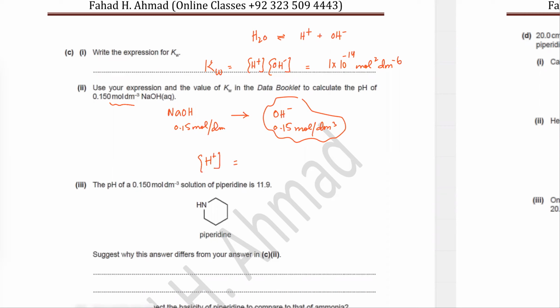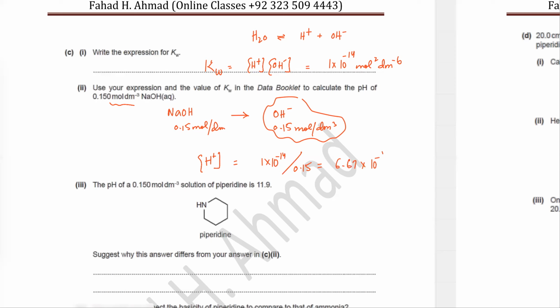it's going to be 1 times 10 power minus 14, divided by 0.15. That would give you the concentration of H plus one, which would come out to be what? Can anyone calculate this? Shafa, Karuba, anyone? 6.67 times 10 power minus 14. So you're getting 6.67 times 10 power minus 14, right?